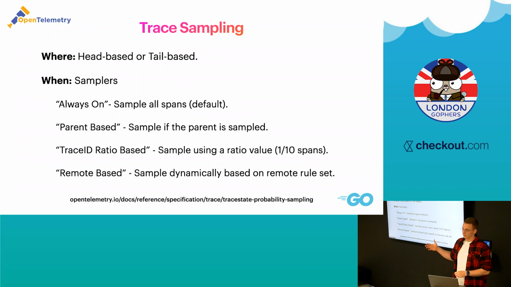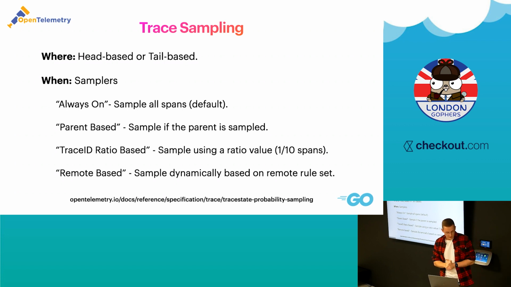So when should the sampler decide to sample? The default is always on, sample everything. Why not? Let's generate all the data. Parent-based is an alternative, and that says, when I decide whether this span should be sampled, I'll look to see what the parent is doing. If the parent is sampled, I will be sampled. If it's not, then I won't either. So that kind of has an effect, where if the first thing isn't sampled, nothing else below it would be.